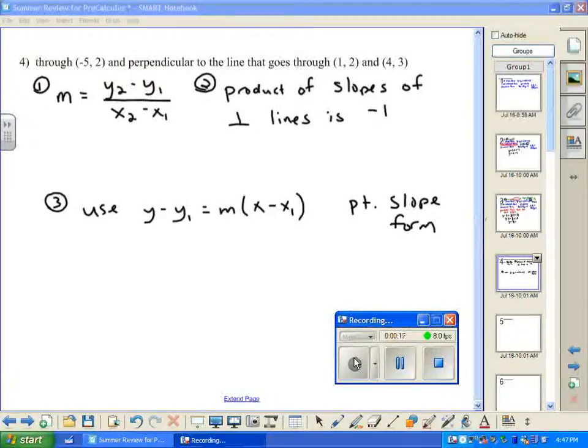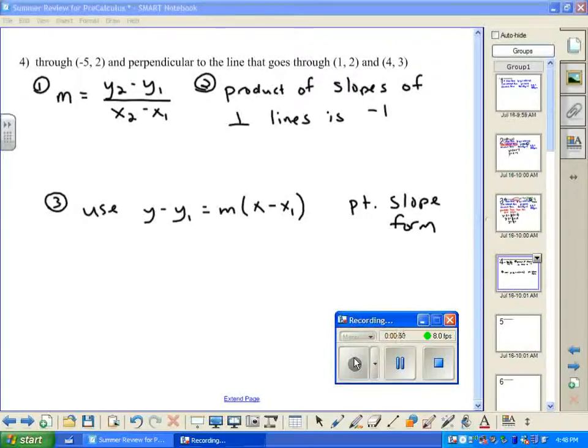The first one is to identify the slope by using the definition of slope, which is m equals y2 minus y1 over x2 minus x1. So that's change in y over change in x. The second step will be to realize that the product of the slopes of perpendicular lines is -1. So we would need to use that fact to figure out the slope of the line that we're trying to determine. And then the third step will be to use point slope form, y minus y1 equals m times the quantity x minus x1 to get our equation of our line.